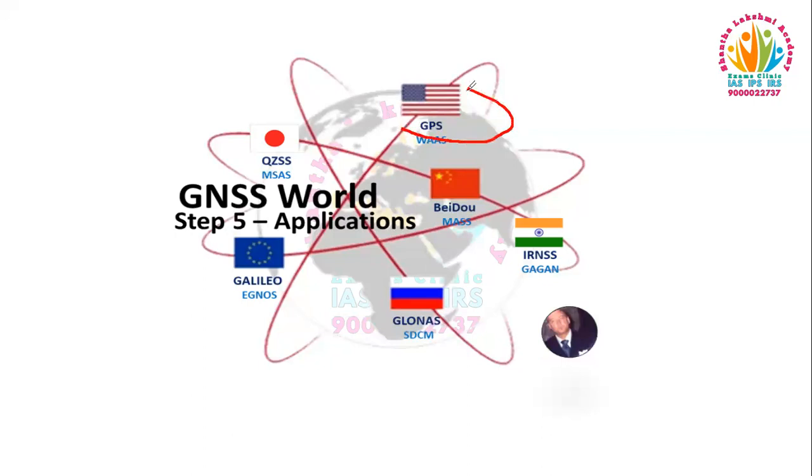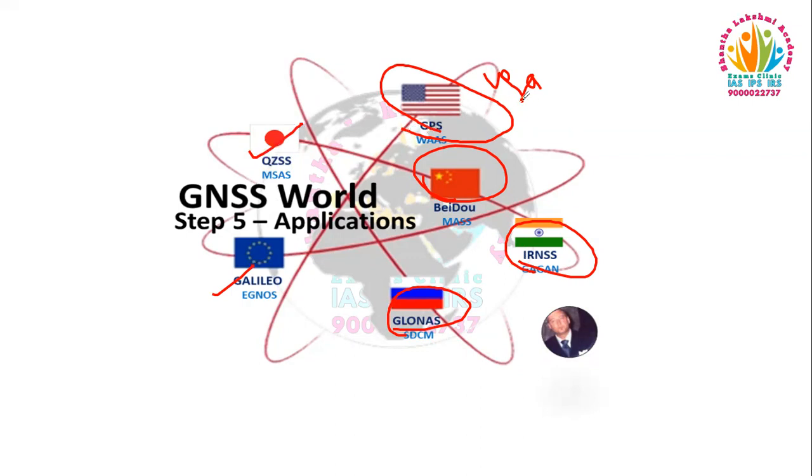GPS is owned by USA. Then Baidu is owned by China. Then IRNSS, that is Indian Regional Navigation Satellite System, is owned by India. Then GLONASS is owned by Russia. Then Galileo is owned by European Union. QZSS is owned by Japan. So GPS USA, Baidu China, IRNSS India, GLONASS Russia, Galileo European Union, QZSS Japan. So these were the global navigation satellite systems that are present across the world.